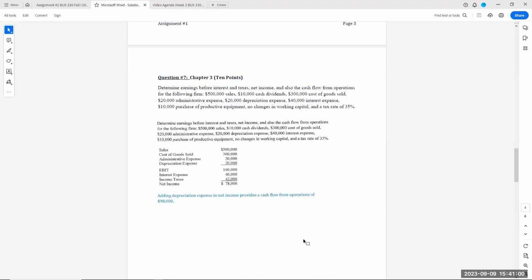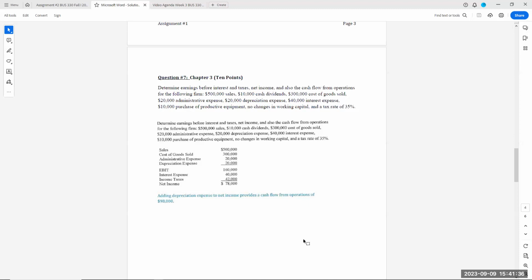Sales, naturally, 500,000. Cash dividends. Cash dividends is a cash flow from financing. And so that has nothing to do with operating income, net income, or cash flow from operations. Dividends is paid after the bottom line is assessed, and it's cash flow from financing. So cash dividends is not included in this. Cost of goods sold, naturally, it's an expense. Administrative expenses, depreciation expense, yes.